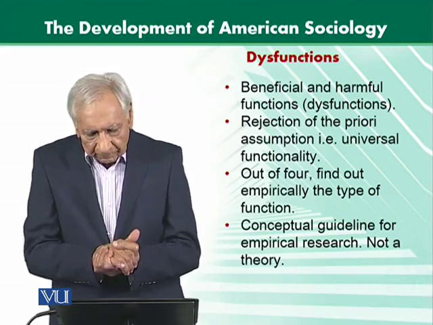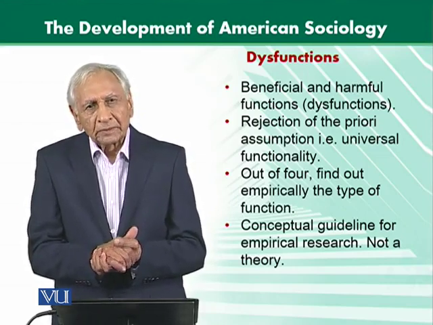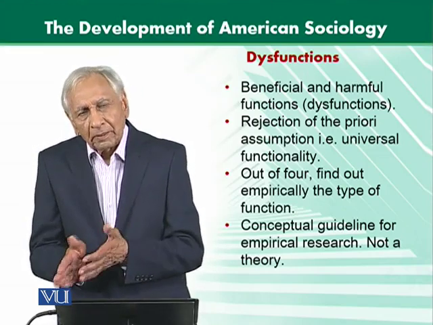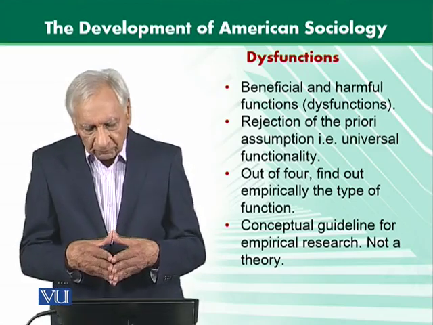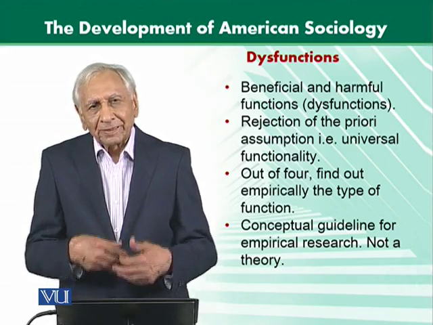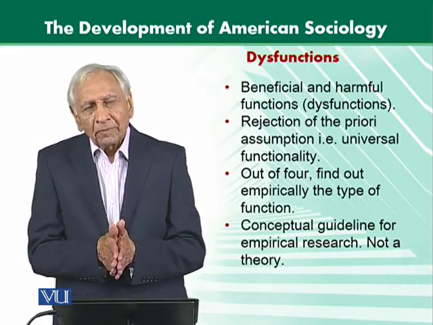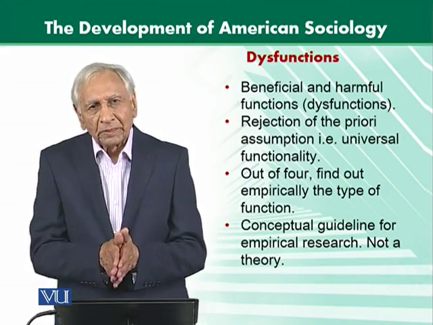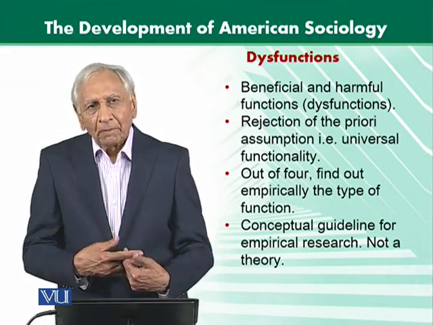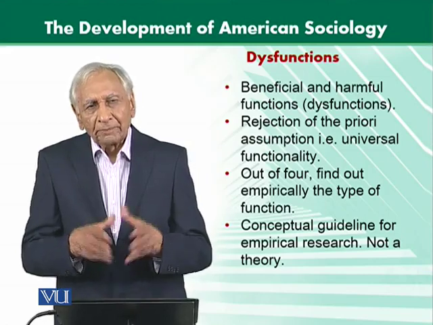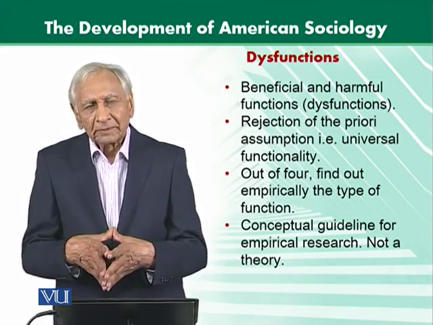Out of the four, he was of the opinion that we should find out empirically what type of function it is, whether manifest or latent, and out of these, which was useful for the society and which was harmful for the society. So rather than giving a holistic kind of theory, he focused on doing research, finding out empirically what the situation is, and on the basis of these findings, then logically going for theory. And that theory might not be a holistic theory, but maybe a theory which is applicable to a certain situation. And he called them middle range theories rather than holistic theories. And that we will discuss later on.